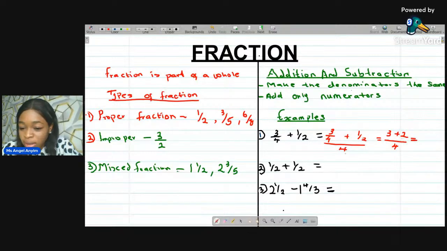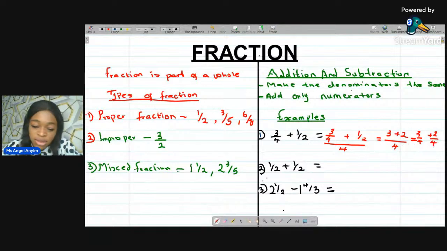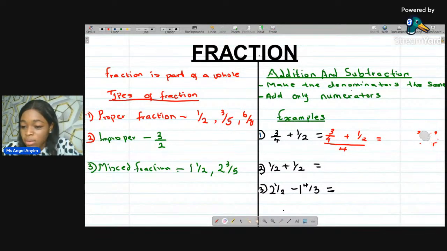So we just take this LCM. Now they have the same denominator. This is the same thing as 3 over 4 plus 2 over 4. Okay, let me write it that way, for those that will go through it later, so they still know what we did.